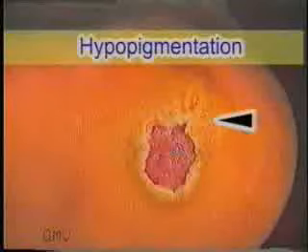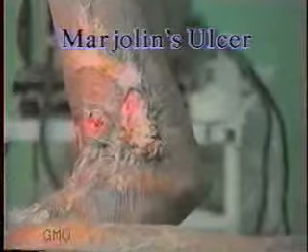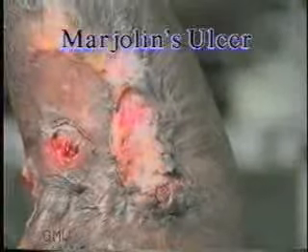Hypopigmentation of surrounding skin is common in non-healing ulcers. An ulcer within a large scar suggests the possibility of a Marjolin's ulcer. Note the extensive scars of burns which the patient had suffered from in childhood 30 years back.